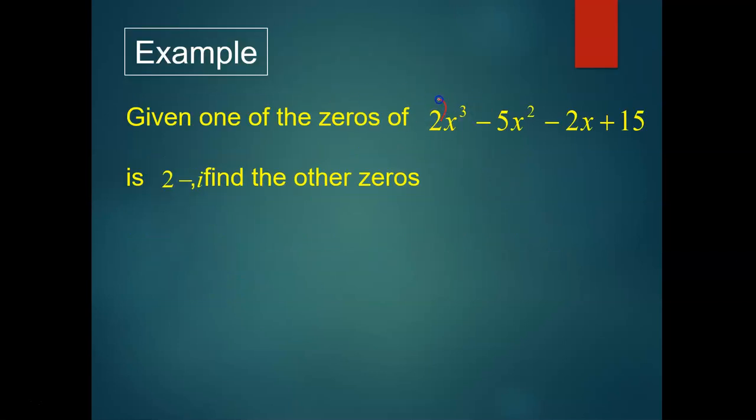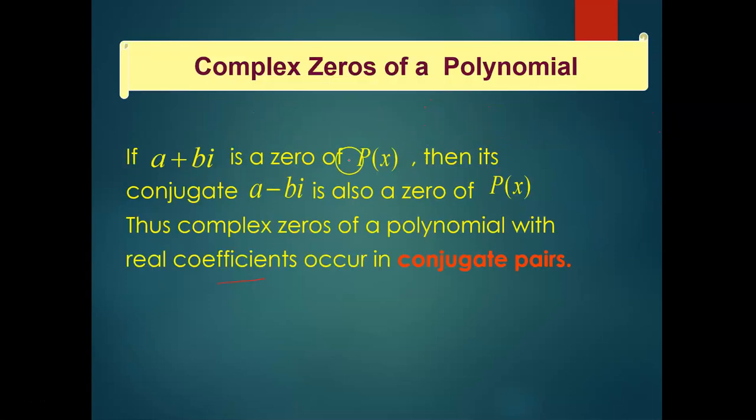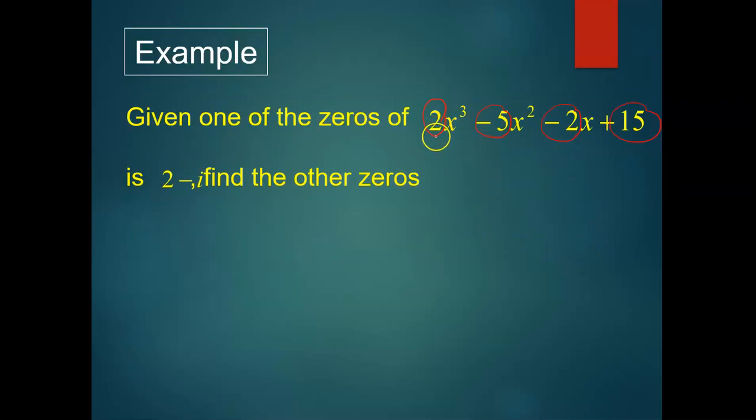Okay, maksudnya yang ini, contoh example ini, nombor di sini mestilah integer. Tak kisahlah dia positif ke negatif, yang penting mesti integer. Kalau dia fraction, maksudnya syarat ini tidak applicable. Okay, so since 2, negative 5, negative 2, 15 are integers, maksudnya kalau diberikan satu root dia adalah 2 minus i, if one root is 2 minus i, then its conjugate will also exist together, meaning that the other root will be 2 plus i.